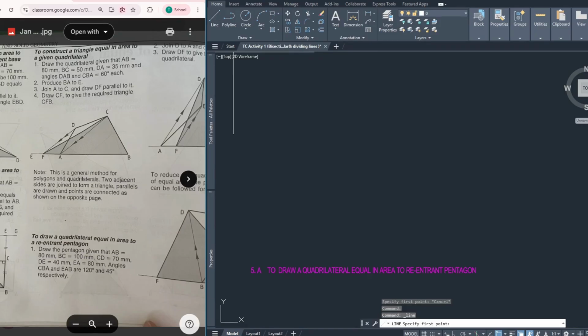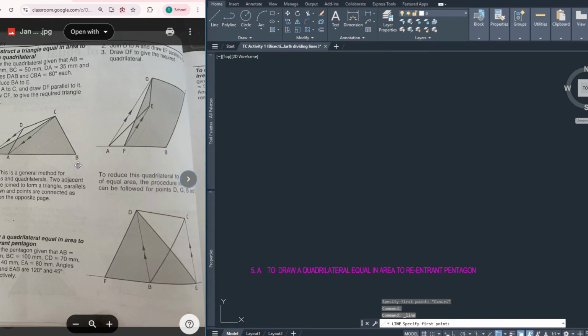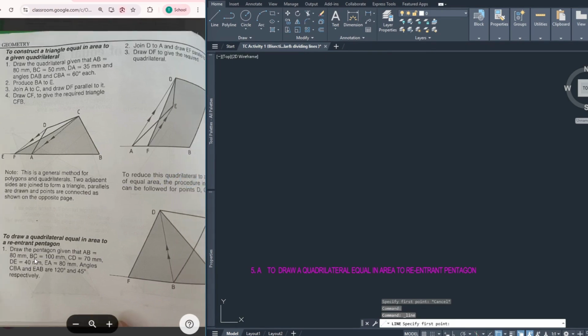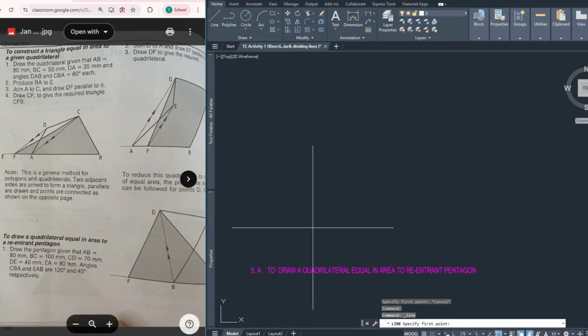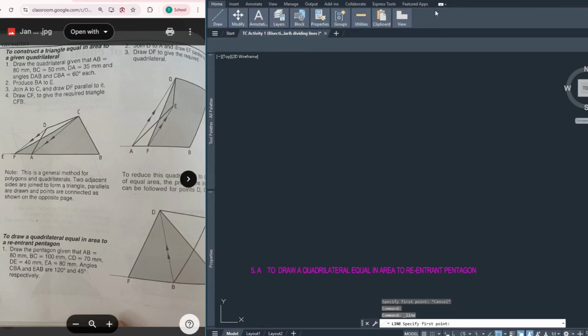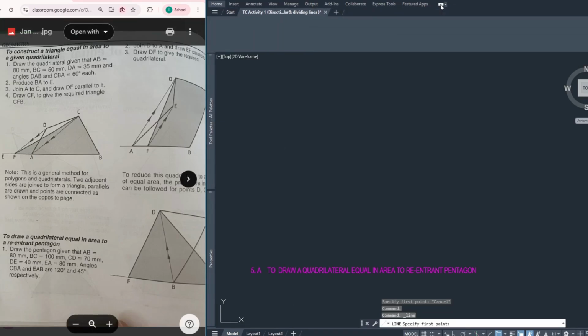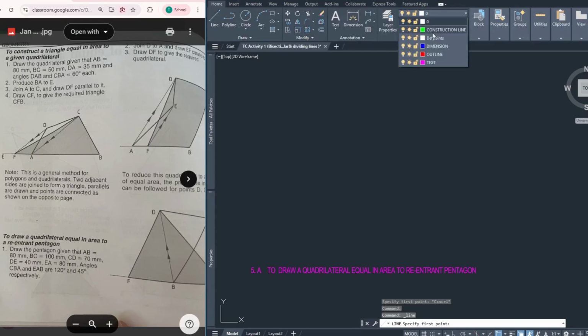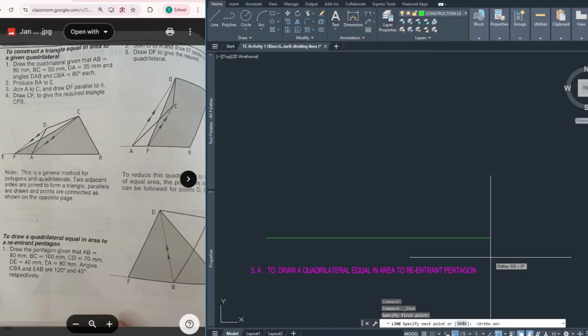So first things first, we need to draw the line that is our base, or the baseline. The baseline right here is AB, so we need to find AB, and AB is equal to 80. So that's the first thing we're going to draw. We always start with our construction lines. So I'm going to switch over to construction line, turn on my ortho, and draw 80.